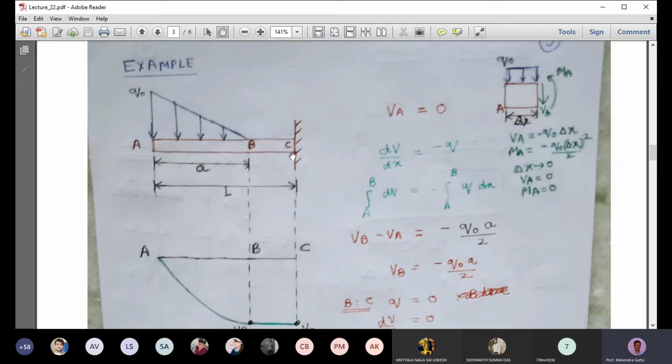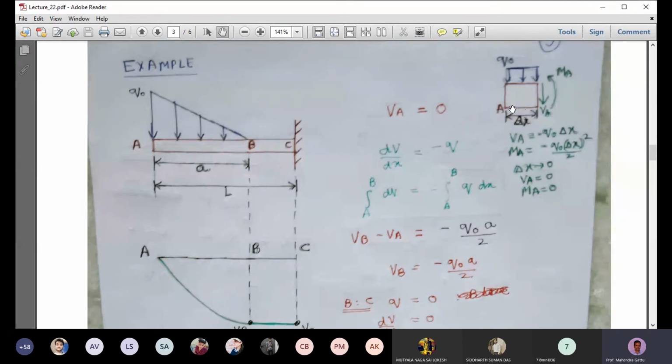So what we can do is cut a cross section here and do the analysis. First thing we can identify is that at A, the shear force is 0. So we can cut a small segment just near A, and that segment length is delta x. There is distributed load q0, which we can assume to be constant in that delta x area. So q0 delta x. And on the right surface, we have VA downward and MA in the anti-clockwise direction. So VA will be minus q0 del x, and MA will be q0 del x square by 2 plus MA will be 0. So MA is minus q0 del x square by 2.